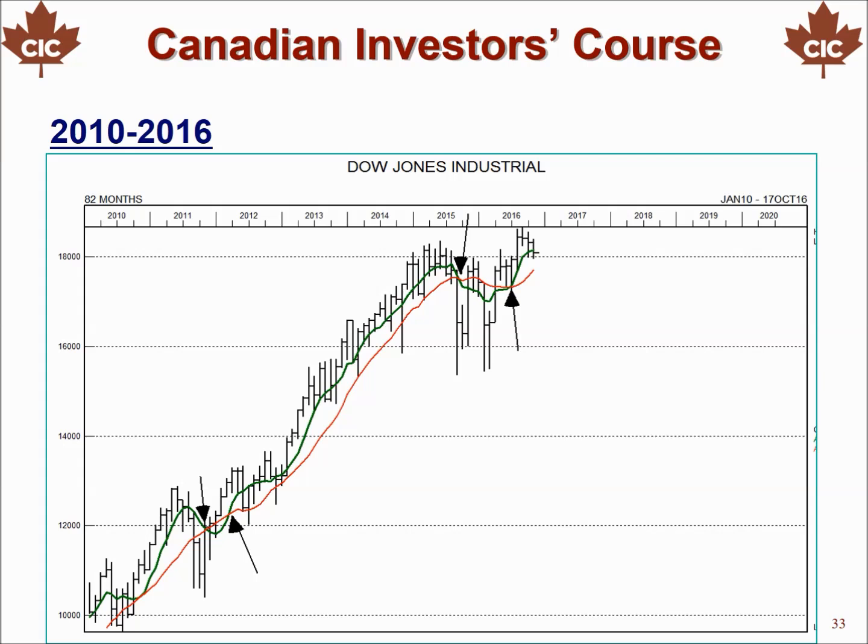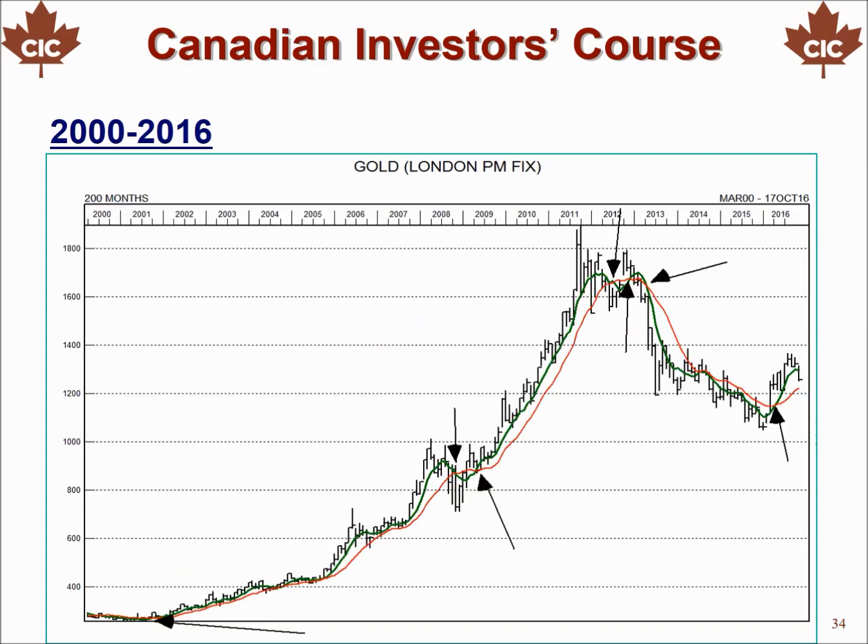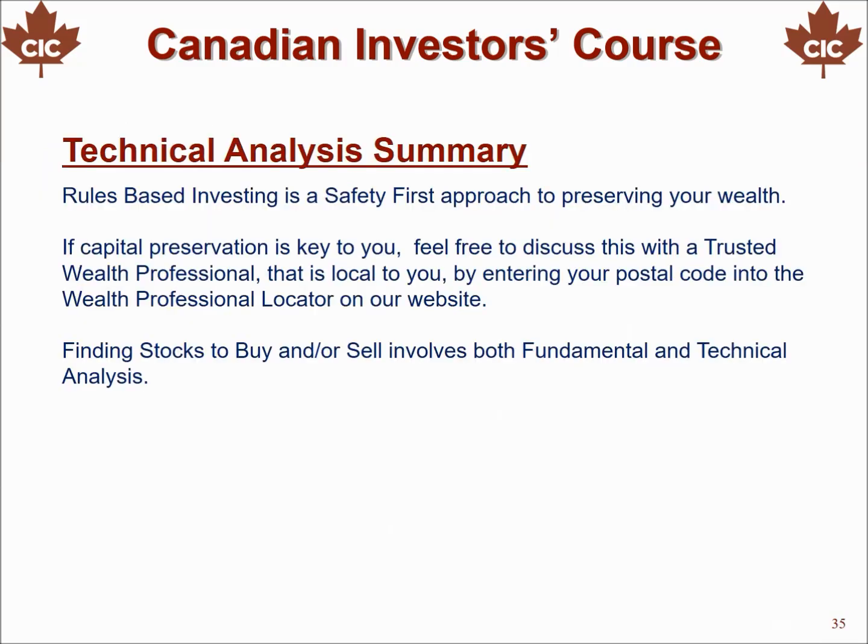So the summary is that if we look at it for different tools, like there we were looking at it for the S&P, here we're looking at it for gold, and the bottom line is rules-based investing is a safety-first approach. So the idea is, let's not lose money as much as possible, and it'll give us more room to make it.